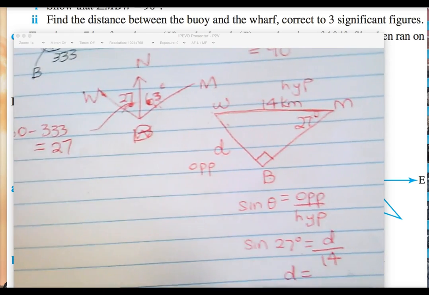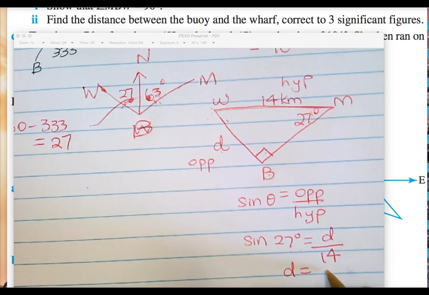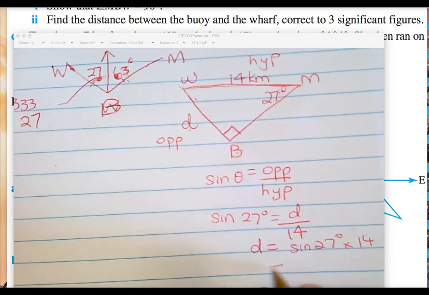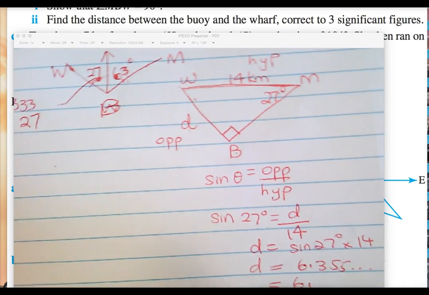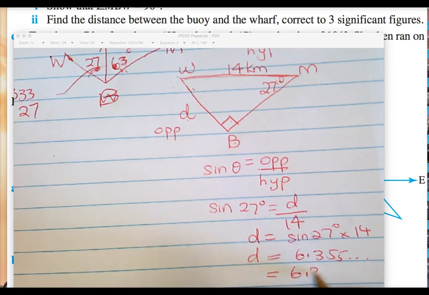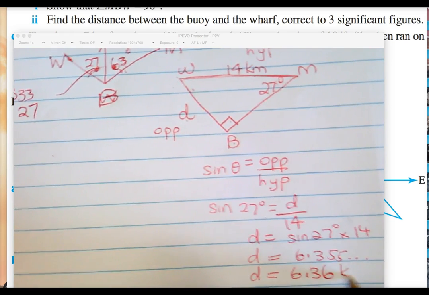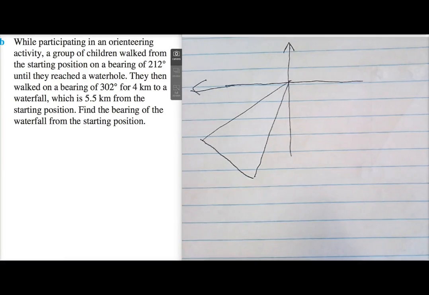So D is what? How do I work it out? Sine 27 times 14, which is, etc., which is 3 significant figures. Can you just give me 2 decimal places? 3 numbers. 6.36 will do. Kilometres? 6.36 kilometres.